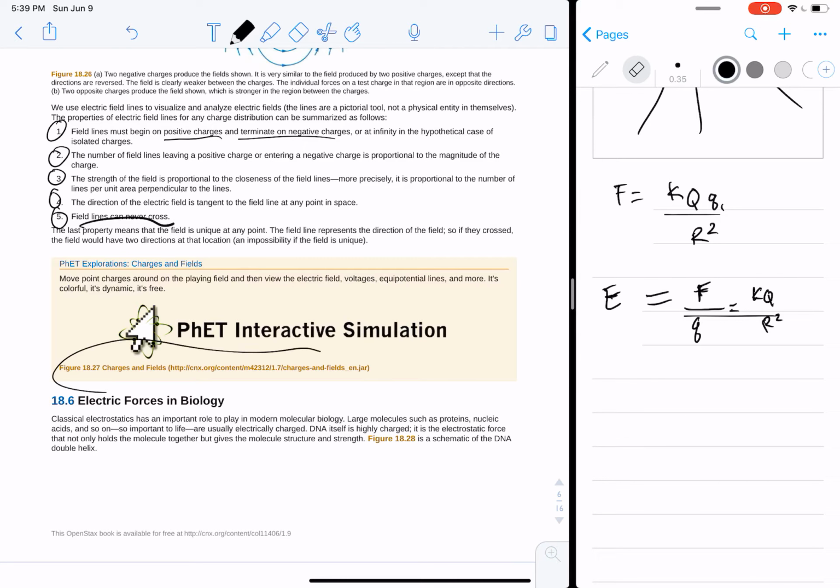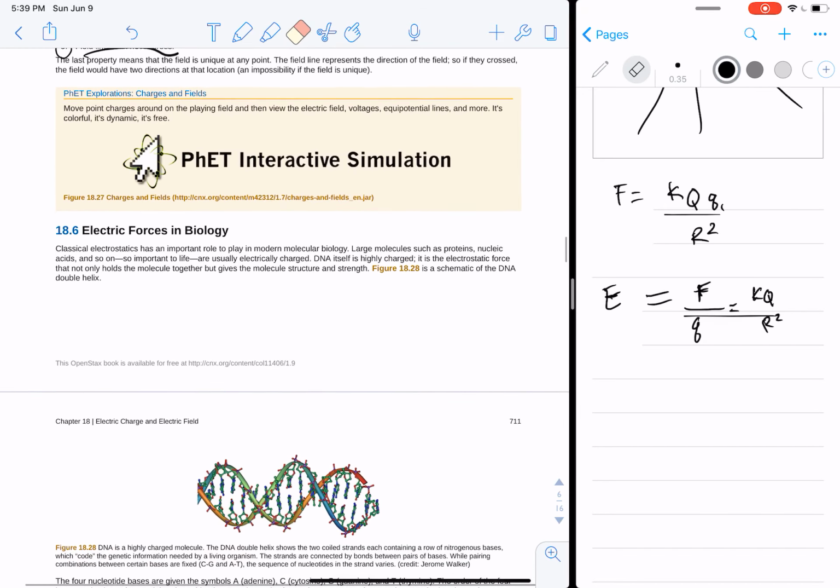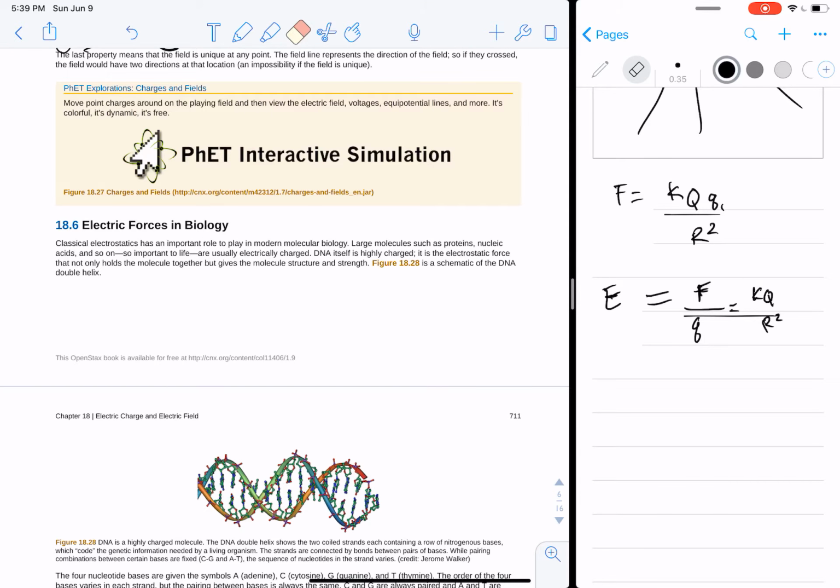Okay, and then you get another PhET here. Make sure you go through that and just kind of play with it. You can move point charges around and see how their lines respond.